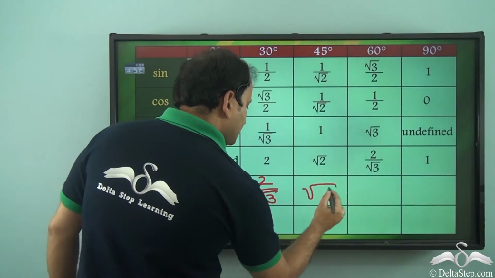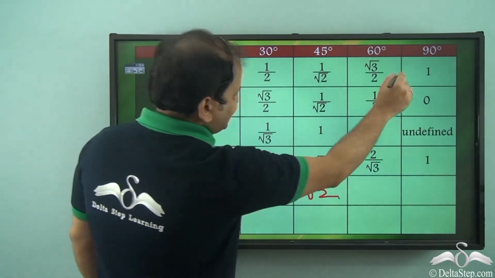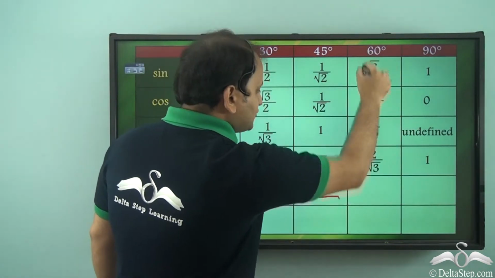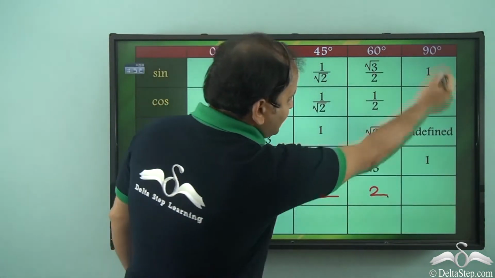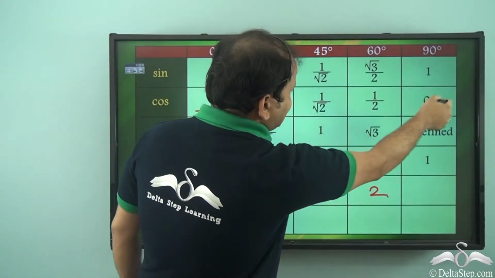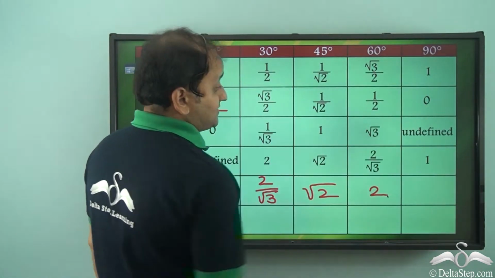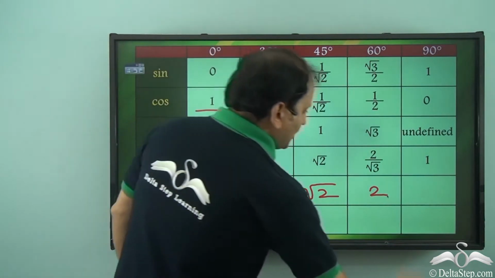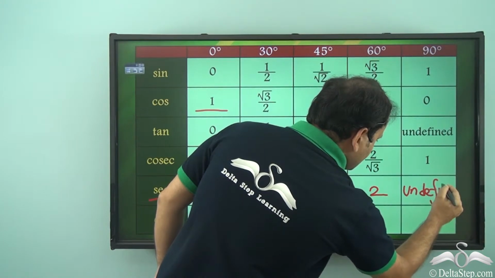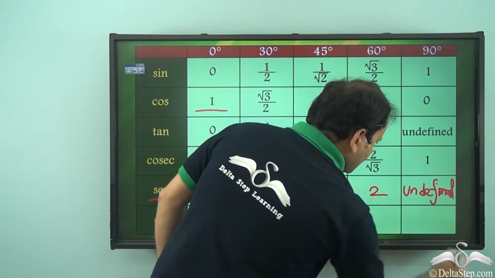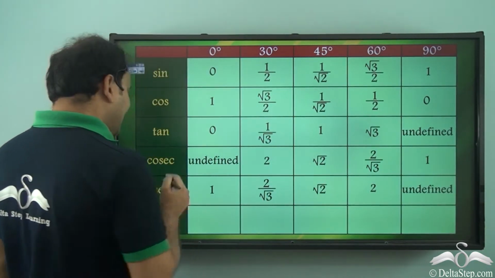So inverse of that is root 2. Sec 60 degrees. Cos 60 degrees is 1 by 2. Inverse of that is 2 by 1 or 2. Now let's come to sec 90 degrees. Now cos 90 degrees is 0. Now inverse of 0 is 1 by 0. Now 1 by 0 is undefined as we know. So this will be undefined. So we have all the values for sec.